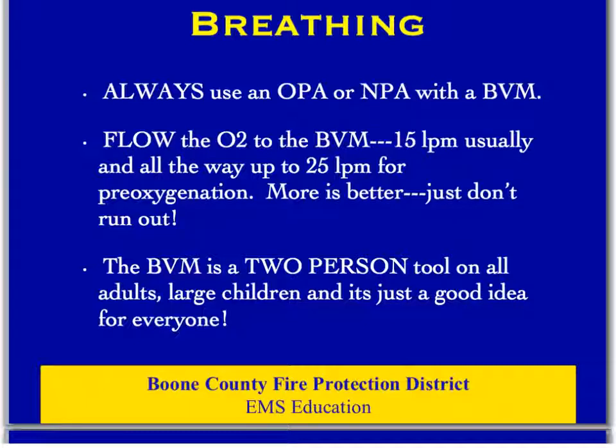Flow the oxygen to that bag valve mask at 15 liters a minute. That's fine. If we're going to do pre-oxygenation for a minute or two prior to placing a combi tube or prior to the paramedics placing an ET tube, then we'll do pre-oxygenation. We can crank it up to 25. More is better in all cases. There's nothing wrong with using 25 liters per minute all the time, except it may cause us to run out of oxygen on a scene, although that seems unlikely. But anyway, more is better, just don't run out.